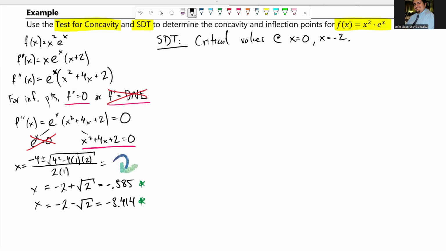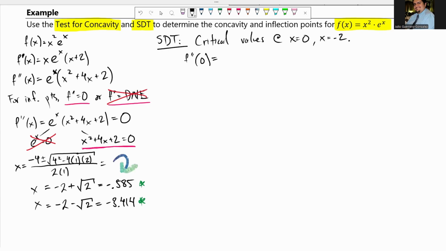There were two critical values, x equals 0 and x equals -2. What the second derivative test states is that if I plug those into my second derivative, so f double prime of 0, and I just look at the sign, it should tell me whether or not I have maximums or minimums. We have that already figured out, so this is just confirming stuff from the first derivative test.